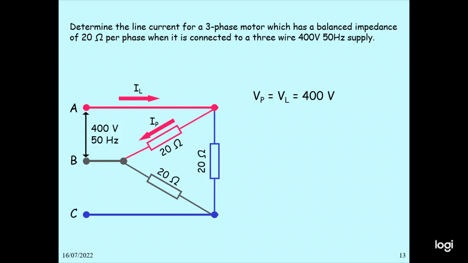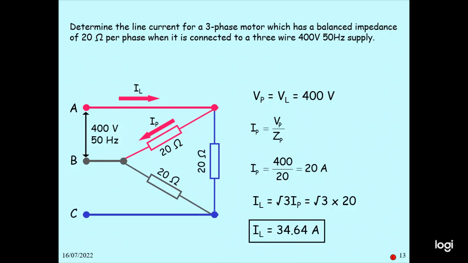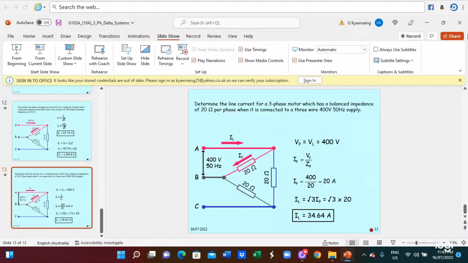So in this case, V phase equals V line equals 400 volt. I phase equals V phase by Z phase, so 400 by 20, you get 20 ampere. I line equals root 3 times I phase. So root 3 multiplied by 20, you get 34.64 ampere. So this is the line current.